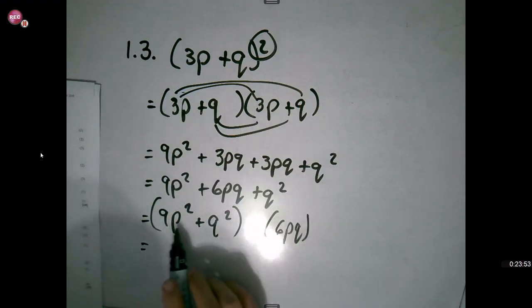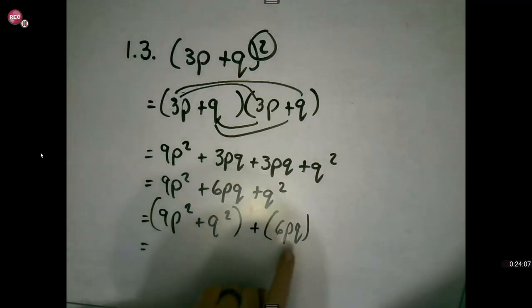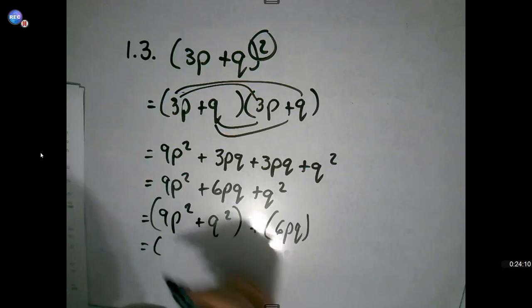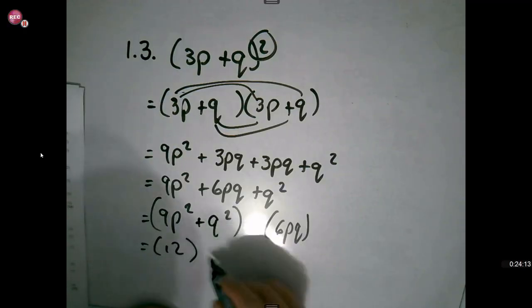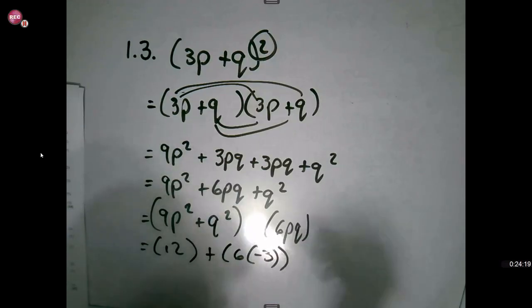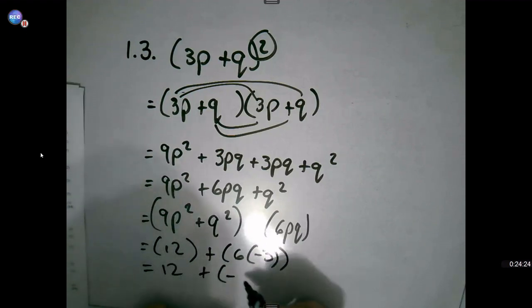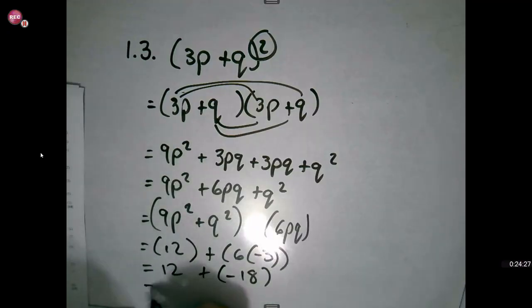Okay. So 9p squared plus q squared, they told you here is equal to 12. So what we do is we substitute the 12 in there. And then the pq, they said is negative 3, which we substitute in there. So now you've got 12 plus the 6 times the negative 3 that you substitute in. You'll then get 12 plus negative 18. 12 minus 18 gives me negative 6. And there's your final answer.